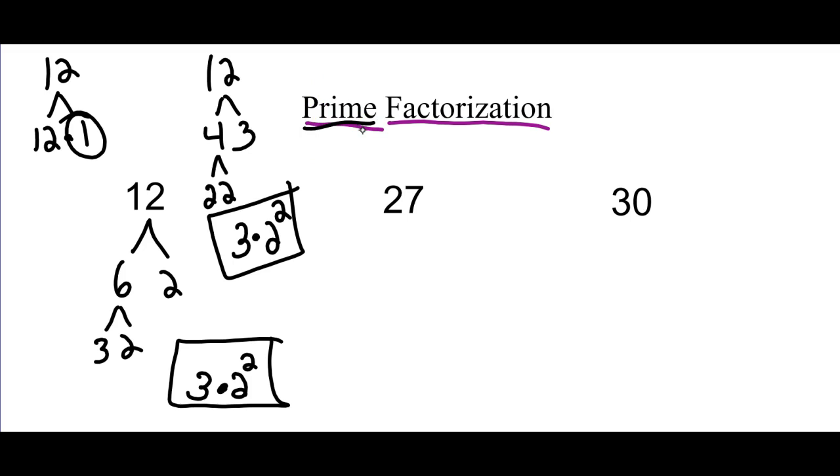All right, pause the video, try to do 27, see what you get for its prime factorization. All right, so if we start here, I'm going to use 3 and 9, and then 9 breaks up into 3 and 3. So we end up with 3 times 3 times 3. Don't forget about that 3 up there. Sometimes students forget about the number that's hanging up there by itself. It's 3 times 3 times 3, or we can say that is 3 cubed.